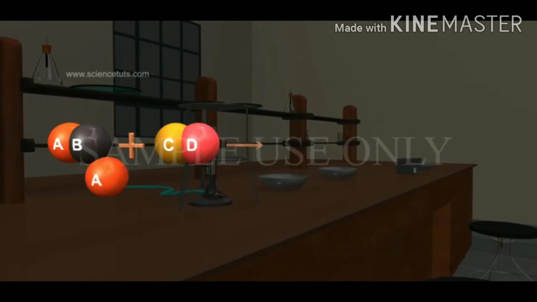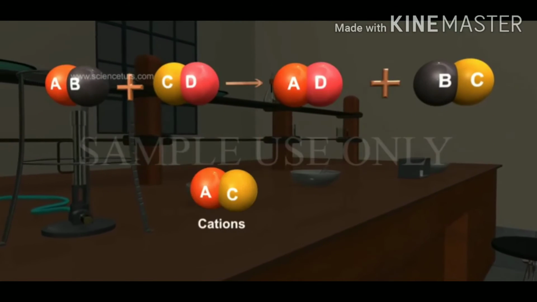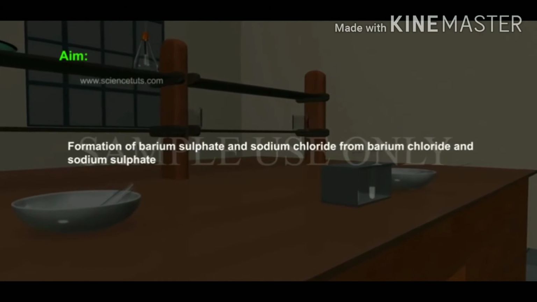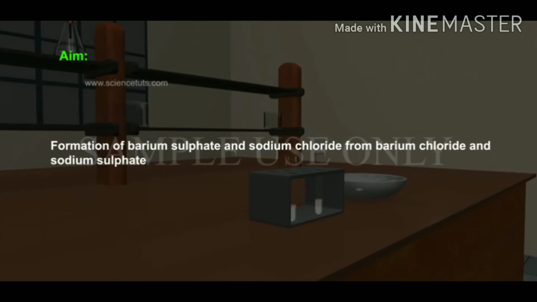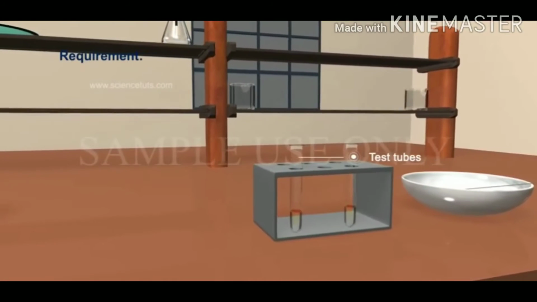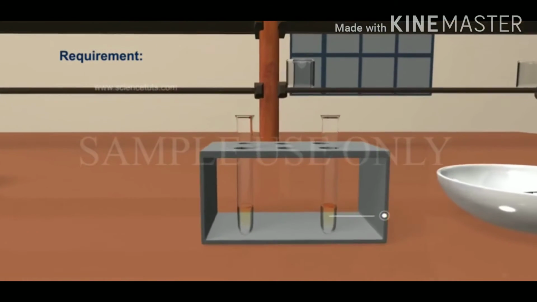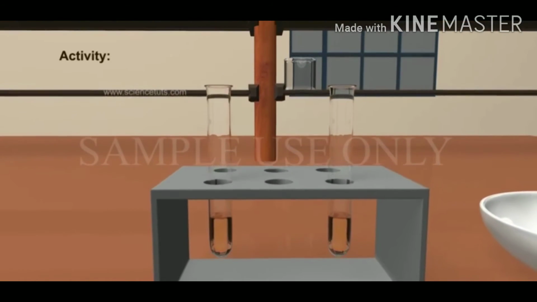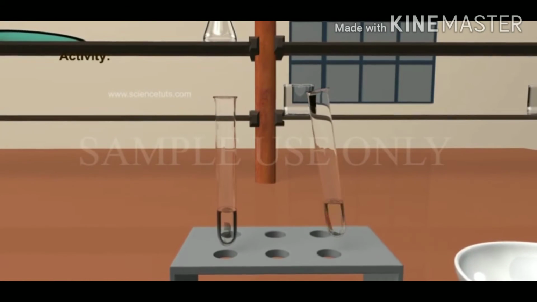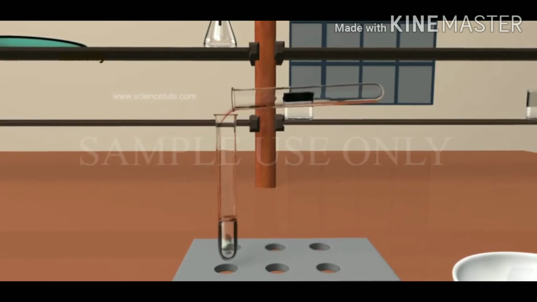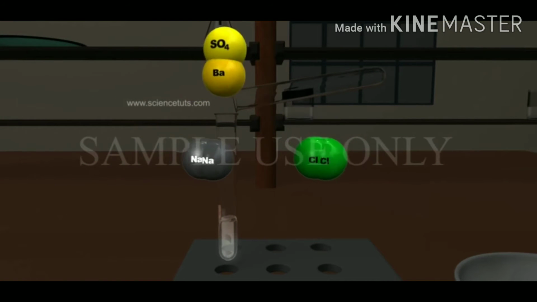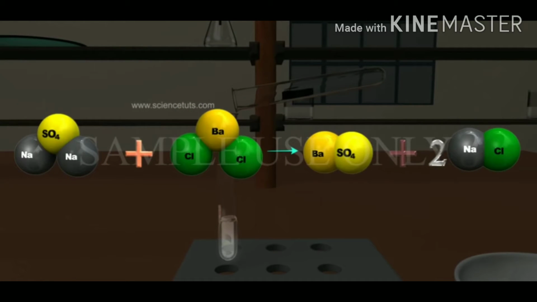So, when AB reacts with CD, it produces AD and CB, where A and C are cations and B and D are known as anions. So to carry out this reaction of formation of barium sulfate and sodium chloride from barium chloride and sodium sulfate, we need two test tubes, sodium sulfate solution and barium chloride solution. Now mix the two solutions of sodium sulfate and barium chloride and wait a few minutes. After mixing it, we can see that the white precipitate of BaSO4 is formed. That's how the precipitation has been formed. You can see.